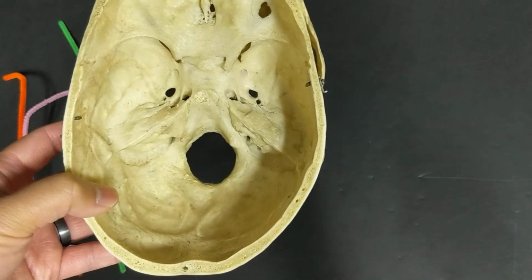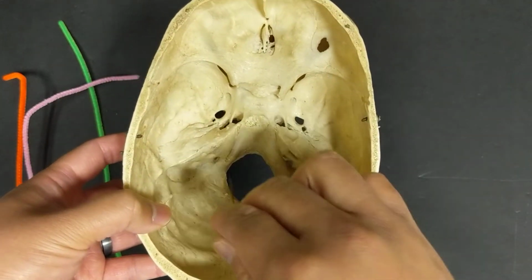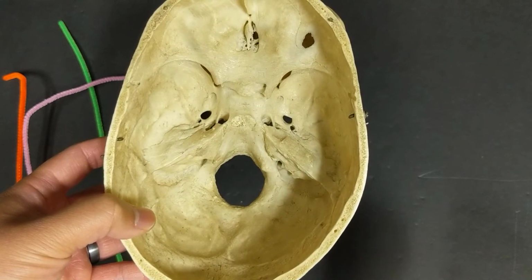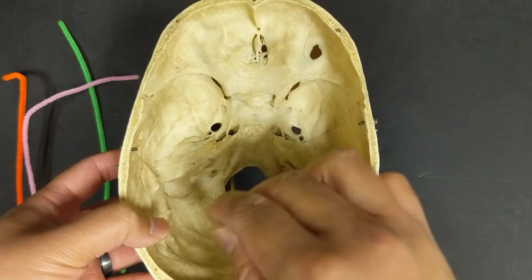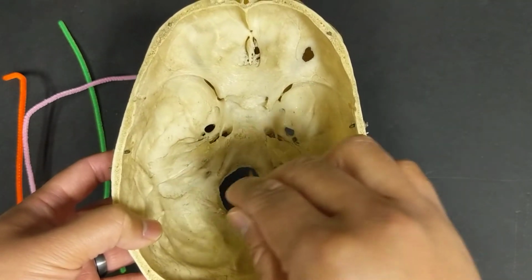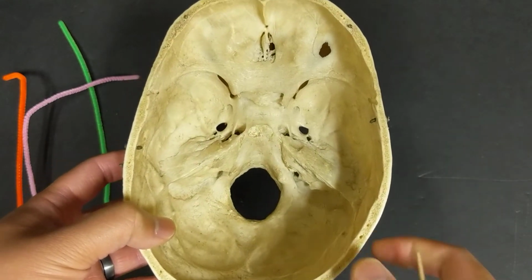So foramen magnum means the big hole, and this is where the brainstem as well as the spinal cord are going to be able to connect through. So through the foramen magnum, you're going to have the brainstem, the medulla oblongata, going through it to connect with the spinal cord.